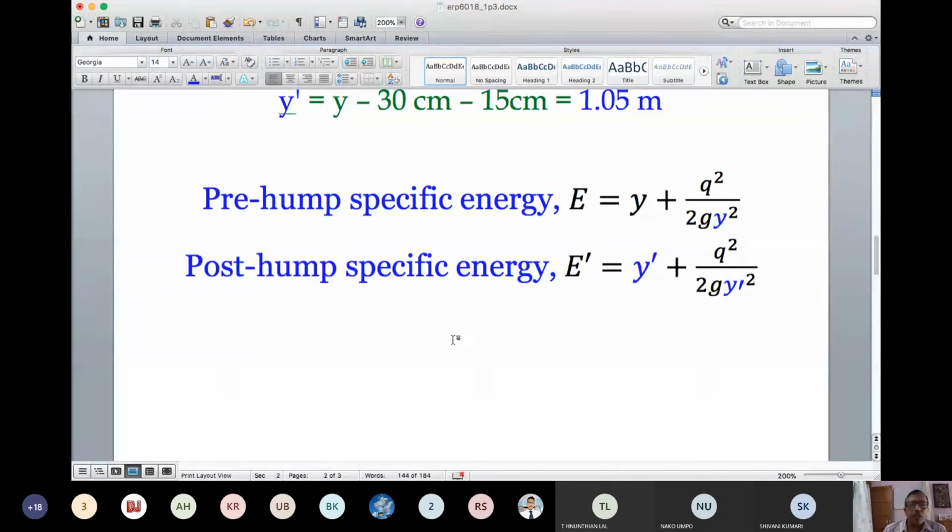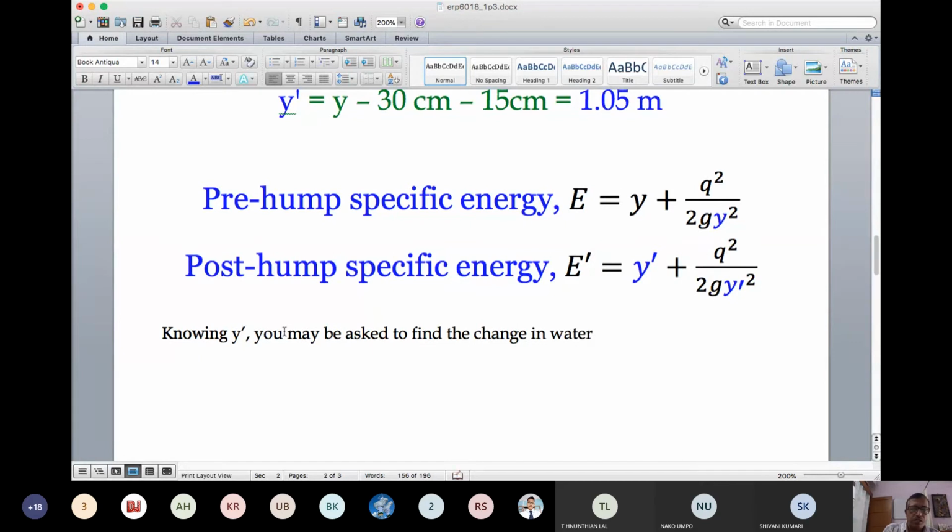Knowing y dash, you may be asked to find the change in water surface elevation.